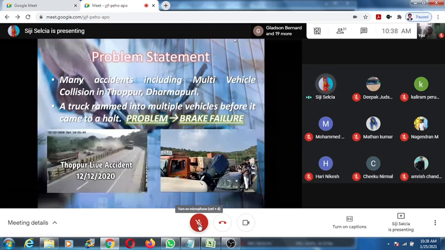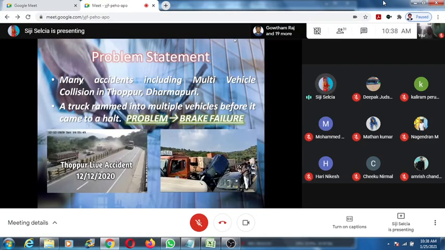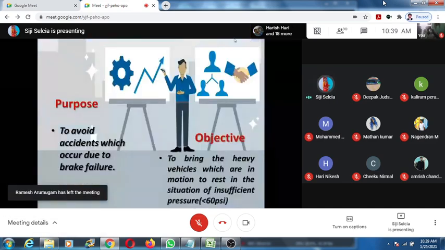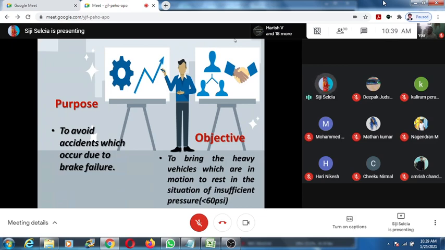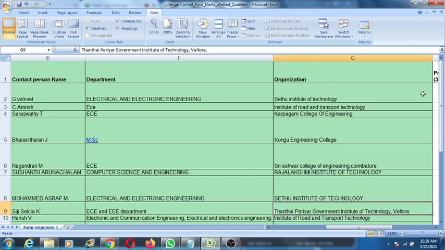Our purpose is to avoid accidents of this kind, that is failure of the braking system, and the objective of our project is to bring heavy vehicles which are in motion to rest condition when there is no sufficient pressure. Next slide. The air brake systems are in trucks and buses, and their pressure should be greater than 60 psi. When it comes down to less than 60 psi, the vehicle can go into an accident. The rest of the presentation, the project structure, will be handled by Jetson.